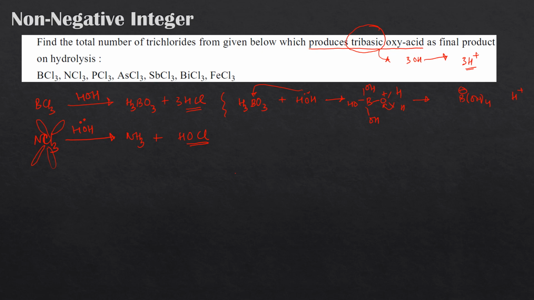Although HOCl is an oxoacid of chlorine, it has a basicity of only 1. This is not going to satisfy our condition. This is not going to be the answer.